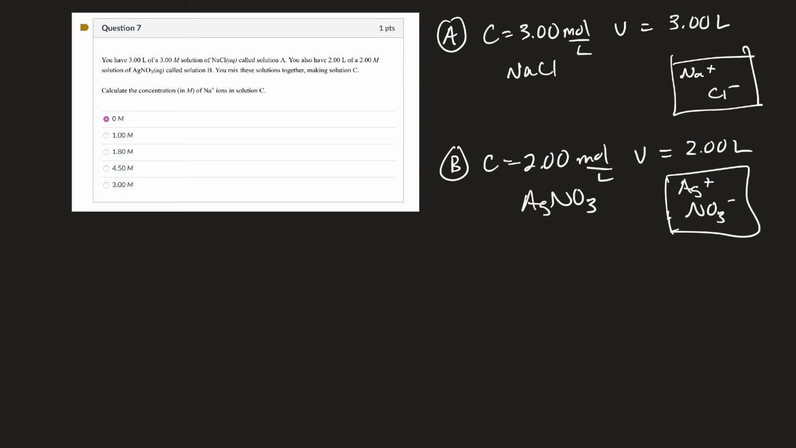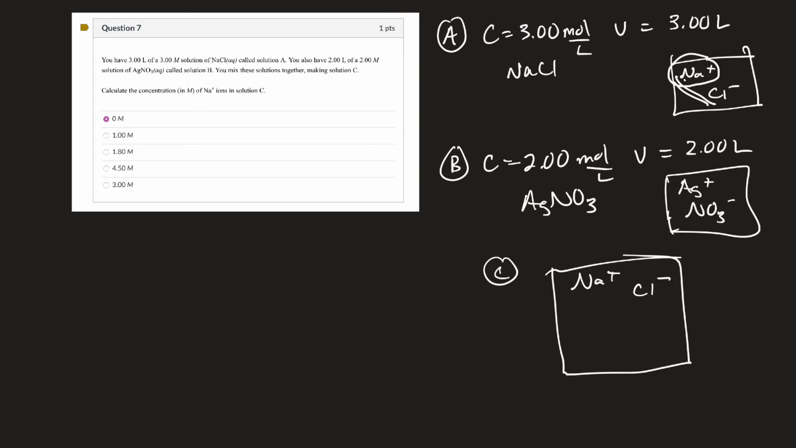So then they say they mix them together, making solution C. So they want to know the concentration of sodium ions in the solution. So to find the concentration of sodium ions, I need to figure out how many sodium ions there are in that one. So that'd be how many moles there are. And notice it doesn't matter all the other things. What I'm just looking for is the concentration of sodium ions. So that's what I'm going to zero in on.